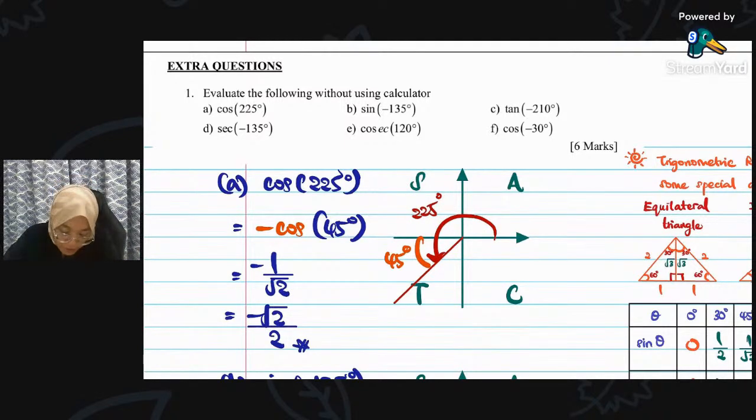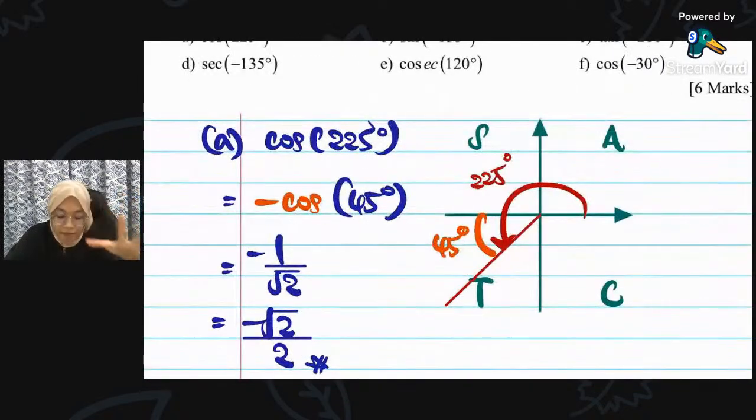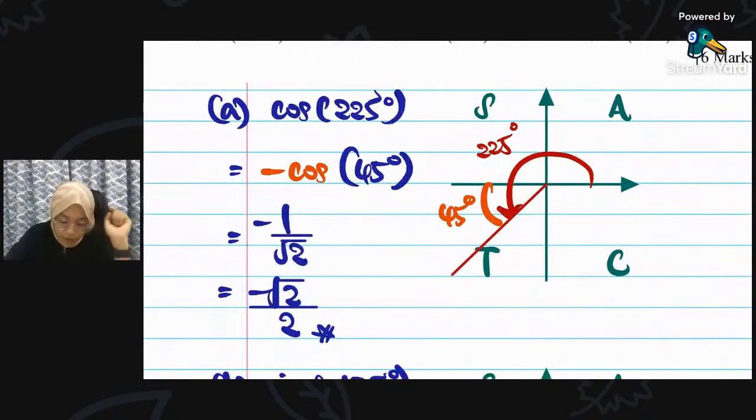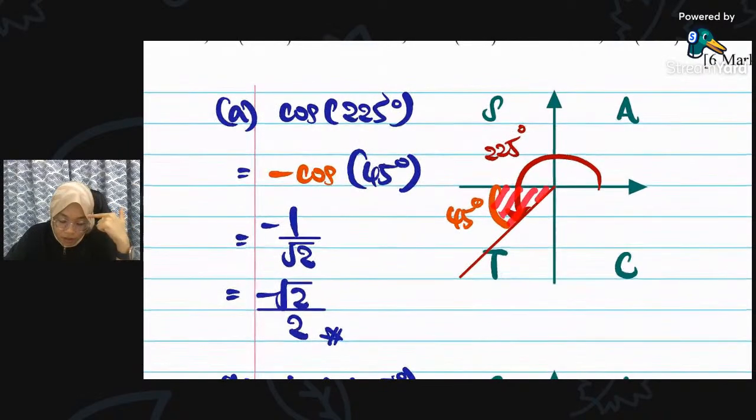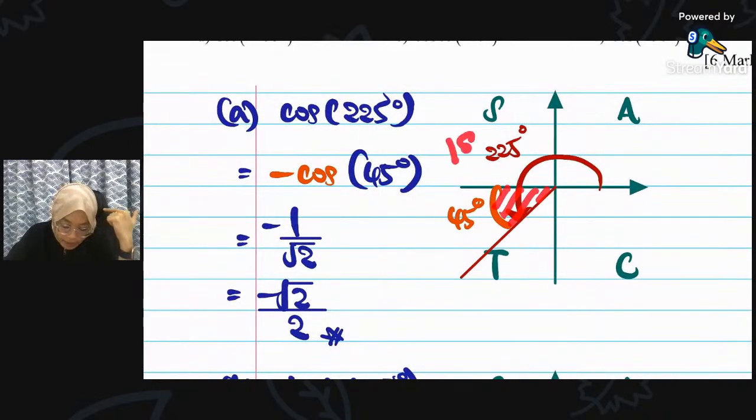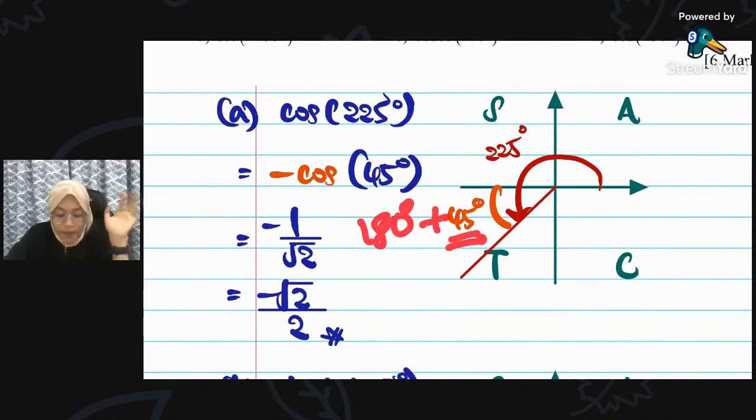And then you gotta find, mana saya dapat 45 degree. How do I get this 45 degree? It is actually coming from 180. 180 adalah yang di atas ni. So 180 plus 45 gonna give me 225. So I hope you know that.